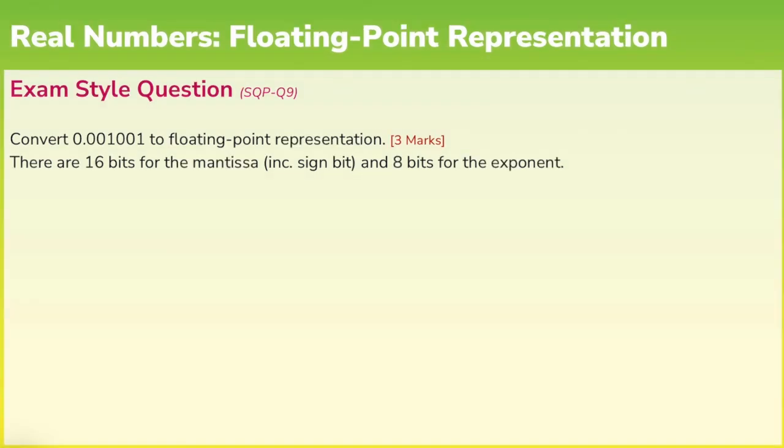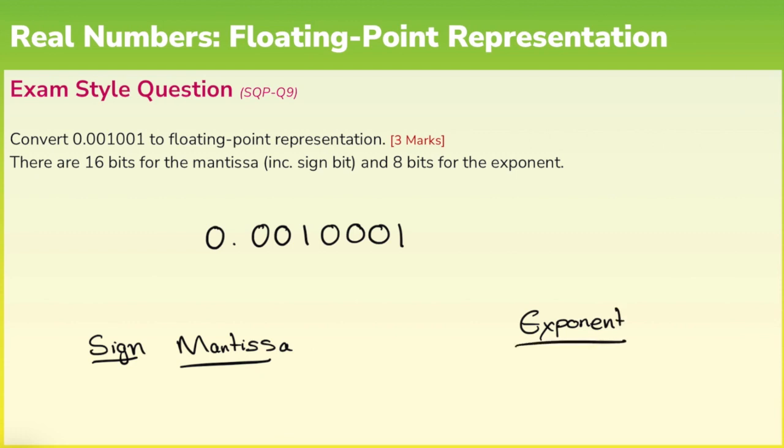So firstly, I'm going to write out the number so that I've got space around it. So our sign bit is going to be a 0 because it is a positive number. To work out the mantissa, we're going to move the decimal point 1, 2 places.